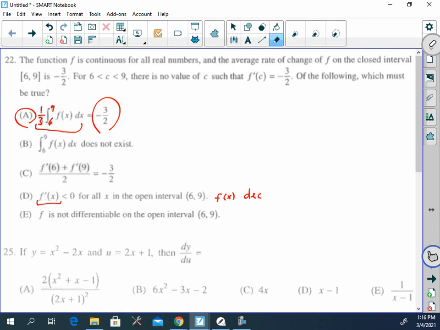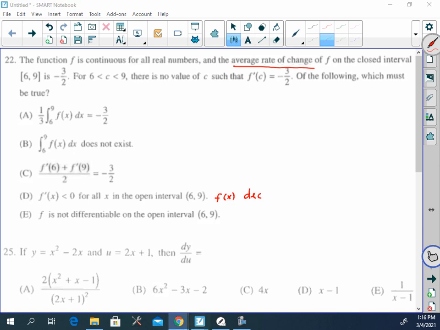I feel like it might be the first one because that's what we did in one of the sections, but I really don't know. I'm going to read the question quick. It says the function f is continuous for all real numbers and the average rate of change. Okay, average rate of change is not the same as average value. I feel like I even had this wrong in the key at one point, so let me check. Yeah, I definitely have this wrong in the key, because the average rate of change is not the average value of a function. It should not be that one.